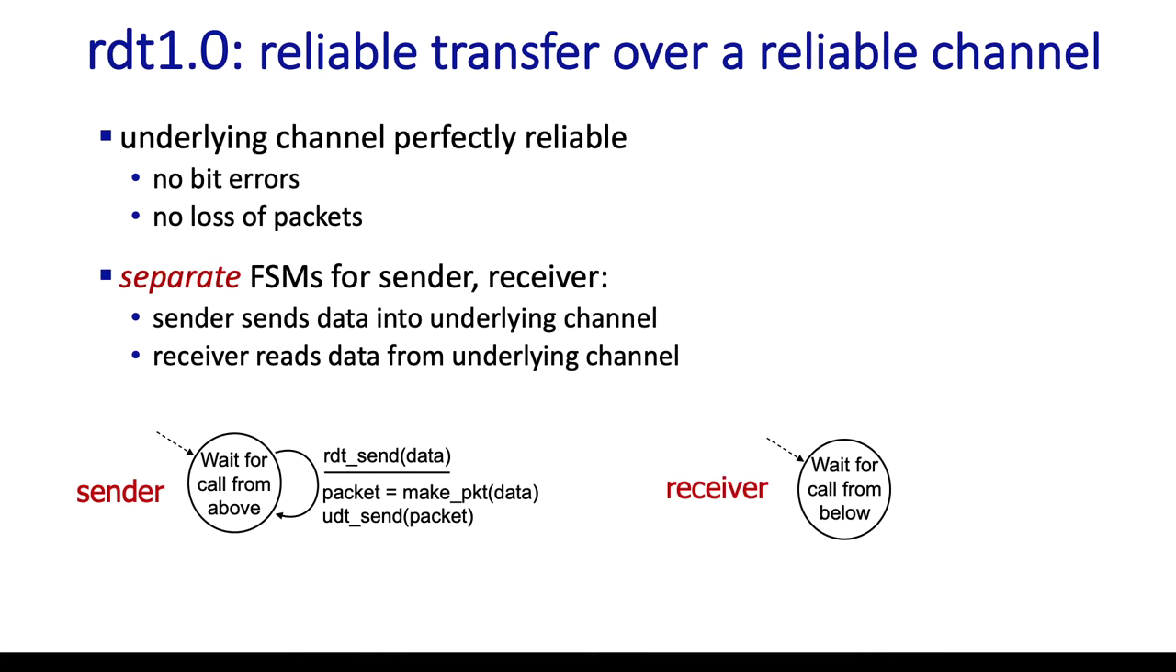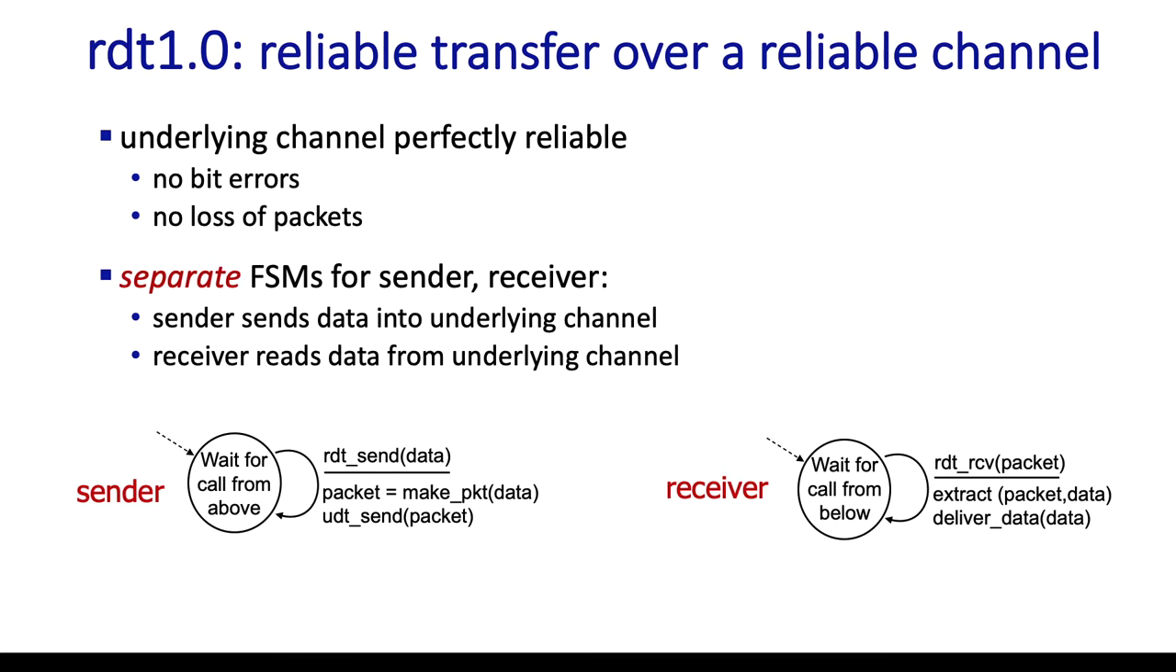The finite state machine for the RDT 1.0 receiver is also simple, again, just a single state. And here the receiver is waiting for a call from below. That's the case where there'll be an arriving data packet. The event rdt_rcv, where a packet is actually transferred, is the event that happens.